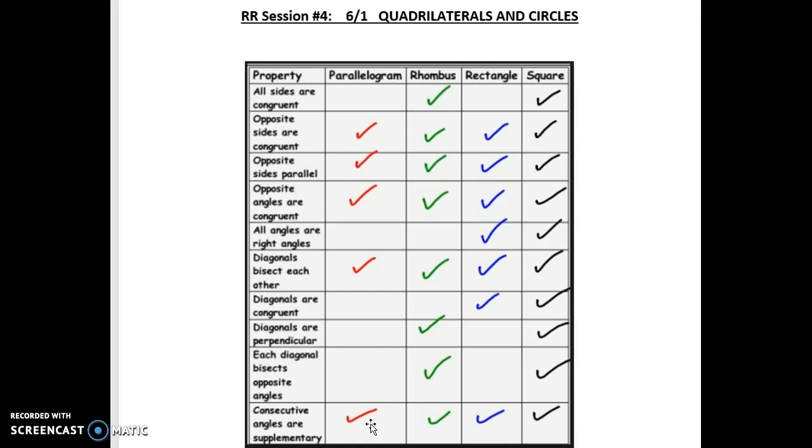Remember, that means 180. A rhombus gets a little bit more in detail. All sides are congruent. Again, opposite sides are congruent. Same with rectangle and square, etc. Please take a moment to take all of these and make this chart in your vocab notebook. Pause the video if you need to.